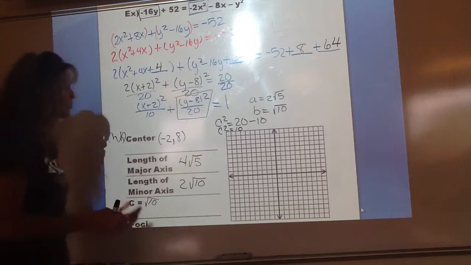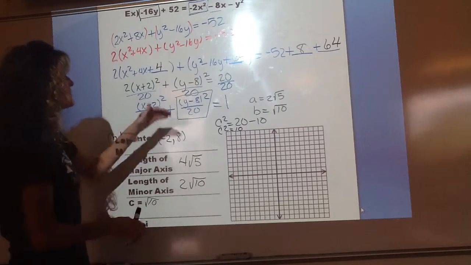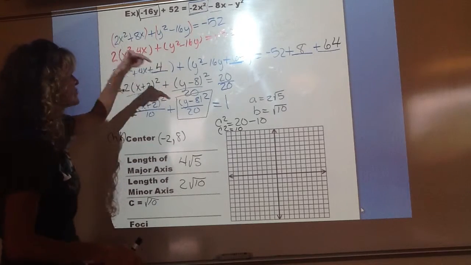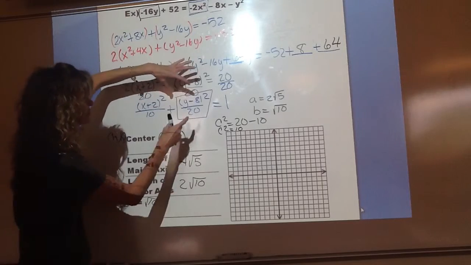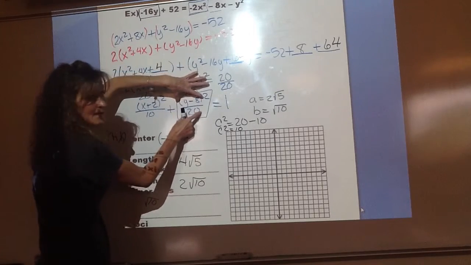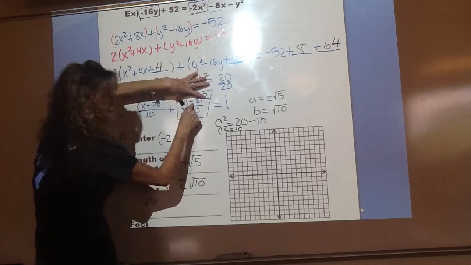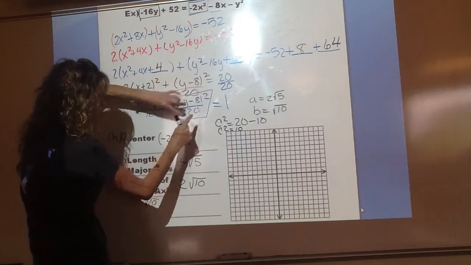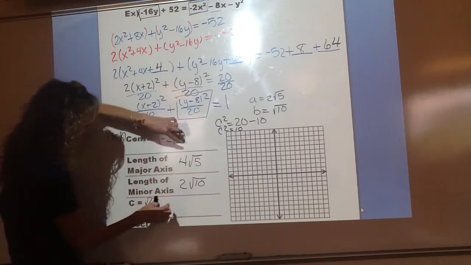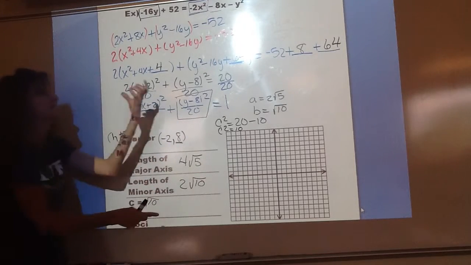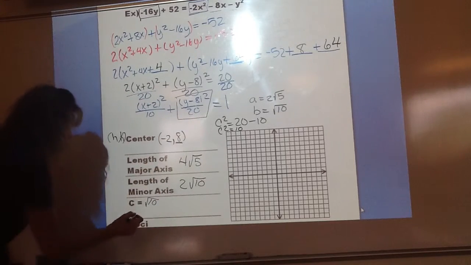Okay, where's my focus going to affect? My focus is affecting wherever the bigger denominator is. My bigger denominator is here with this y and this minus 8. So my foci is affecting this 8. That's where the bigger denominator is. So this 8 is where I'm adding and subtracting for my foci because that's where the bigger denominator is.